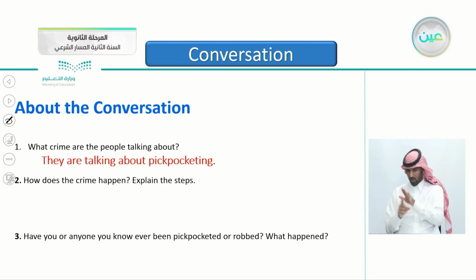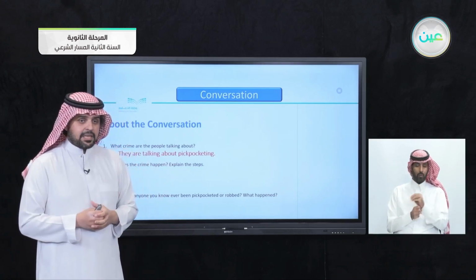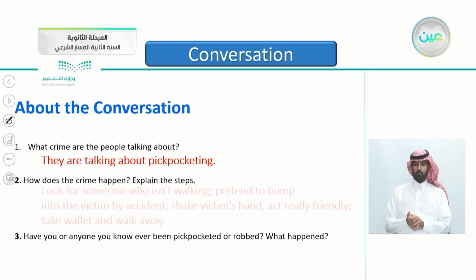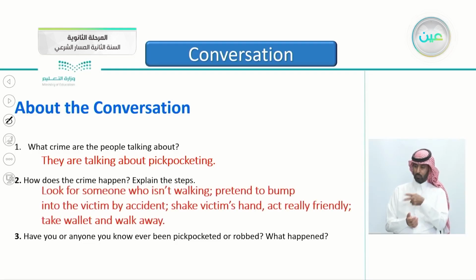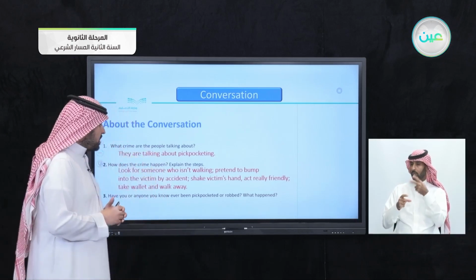How does the crime happen? Explain the steps. Of course, you've read it and you know the steps. Yes, look for someone who isn't walking. So the first step, they're looking for someone who stopped. That will make him an easy target. Someone who is not walking.